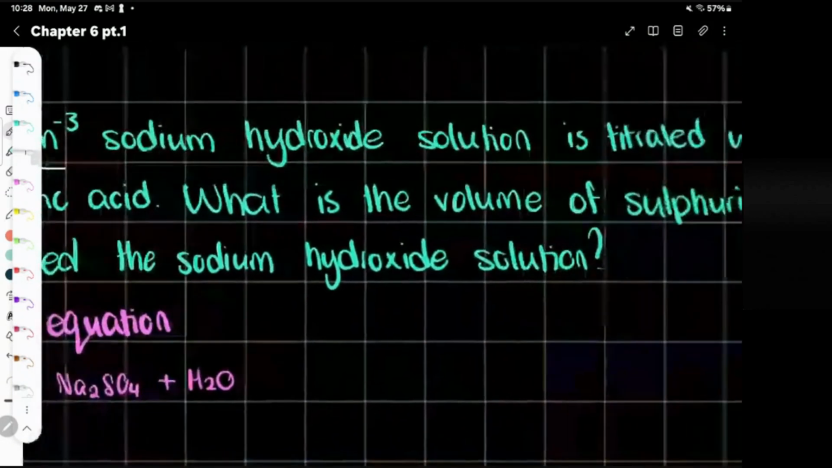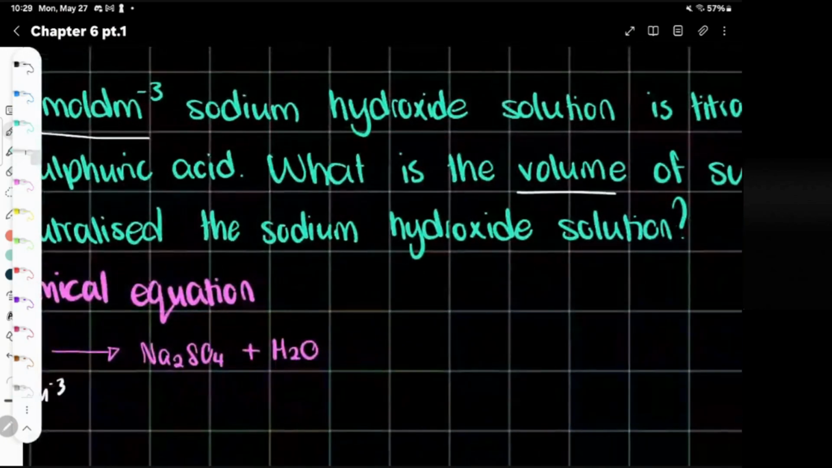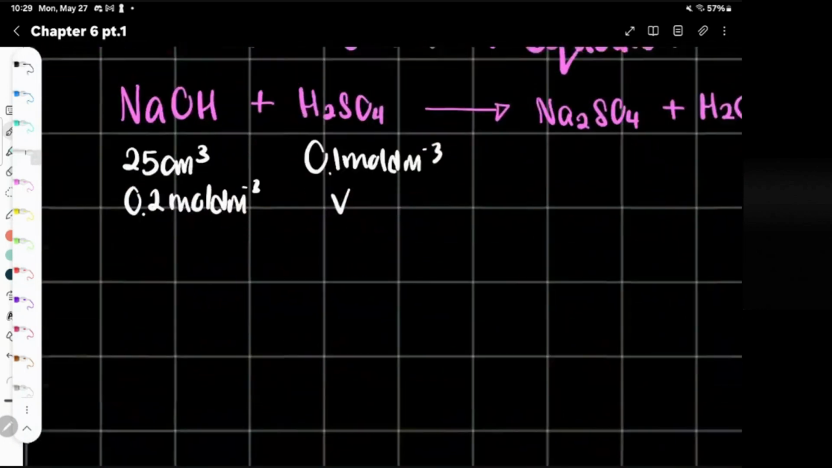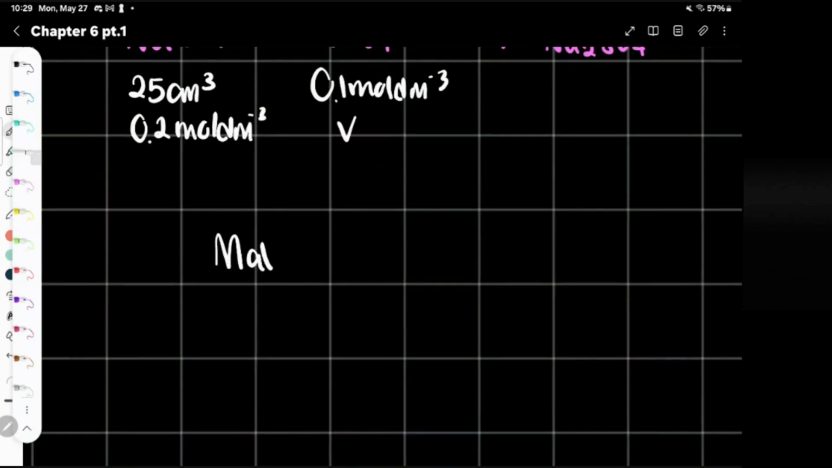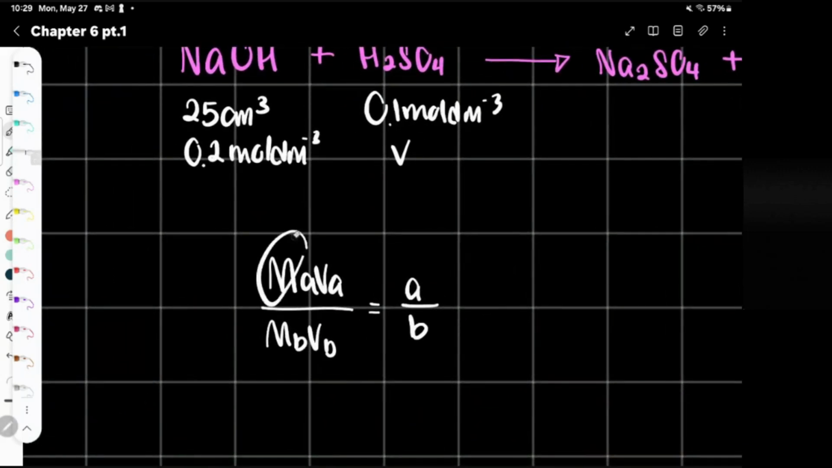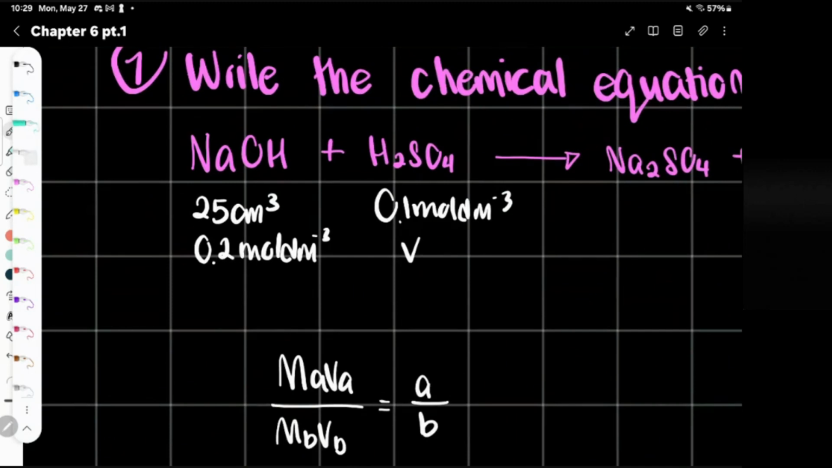What they ask is the volume. You already know you want the volume, so the volume will be V. Now you know this is neutralization, so we have to use the formula known as MAVA over MBVB equal to A over B. This is very simple, actually. First of all, you know what M is: M is molarity. Both of these are the same molarity. You know what A and B are? Now I have to explain. A and B is the ratio in front of the equation. What do I mean?